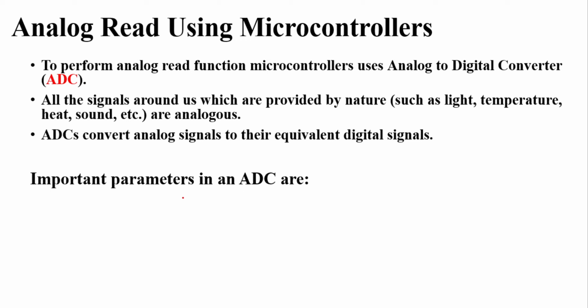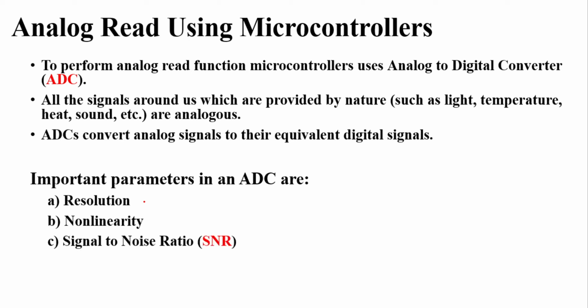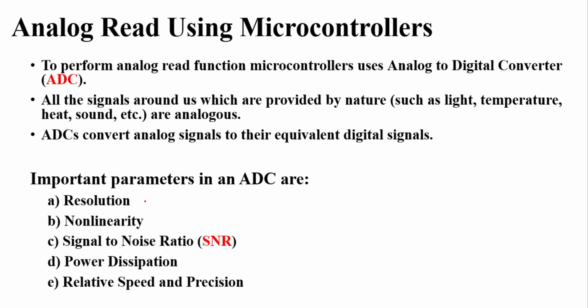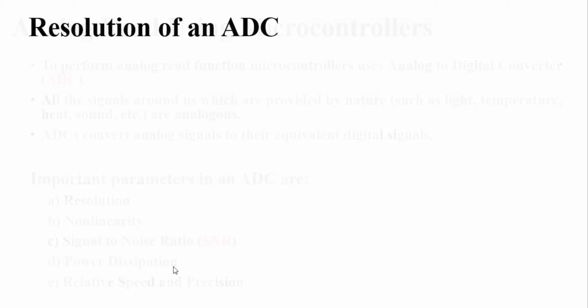So what are the important parameters of an ADC? Suppose tomorrow you want to buy an ADC, then of course you should always visit the data sheet before making any purchase. But the most commonly used or important parameters of an ADC are resolution, non-linearity of the ADC, signal to noise ratio, power dissipation, relative speed and precision. There are of course many more parameters of an ADC, but here I am limiting myself to this particular list.